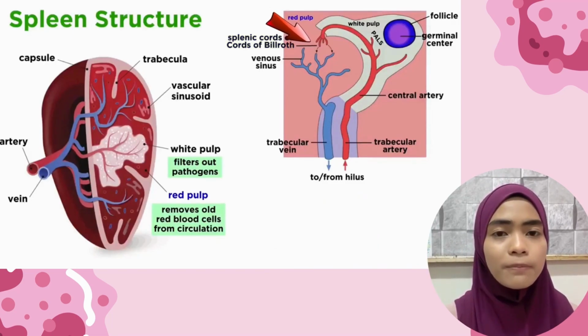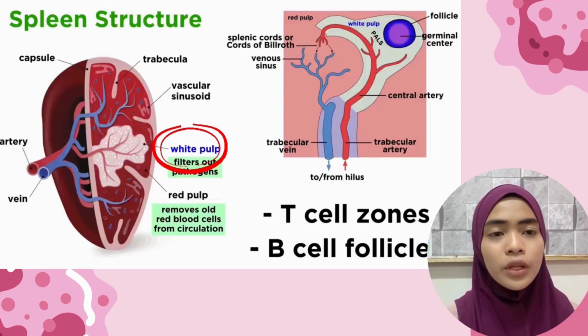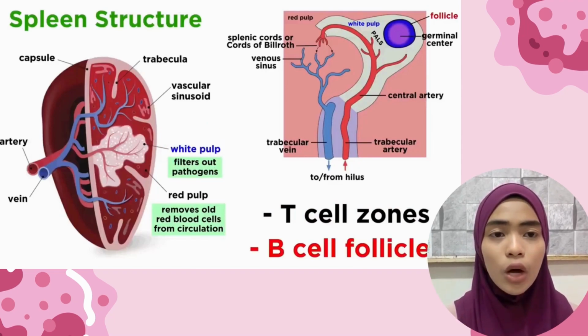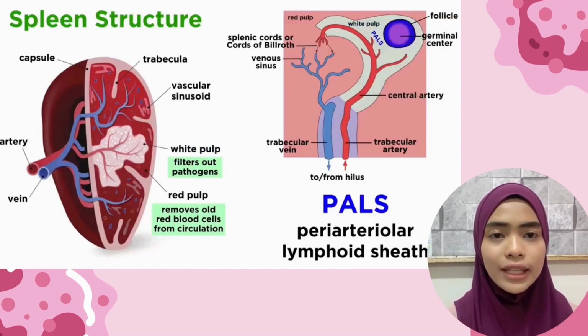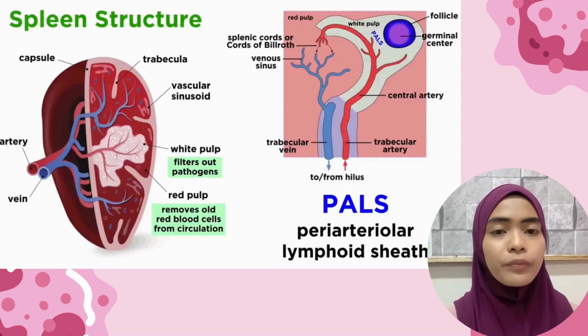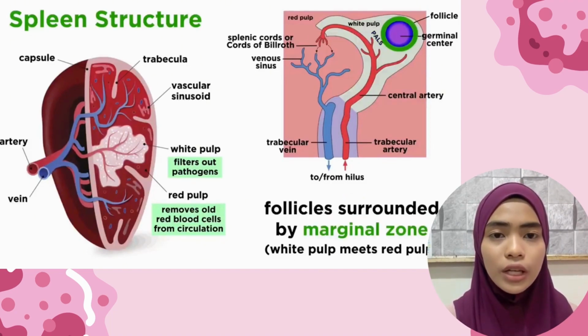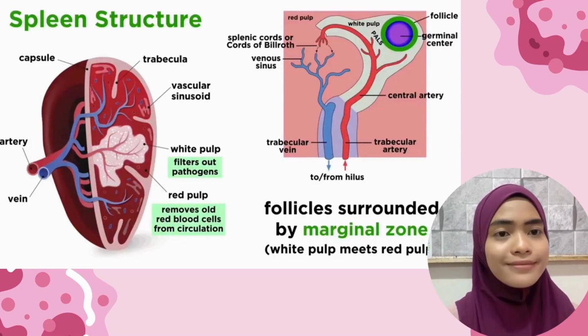Interspersed within the red pulp are pockets of white pulp, which are similar in structure to the lymph node, with a T cell zone and B cell follicle. In the spleen, the T cell zone surrounds the arteriole and is located in the lymphoid sheath, or PALS. Outside the sheath are the B cell follicles, which are surrounded by the marginal zone, which is where the white pulp meets the red pulp.